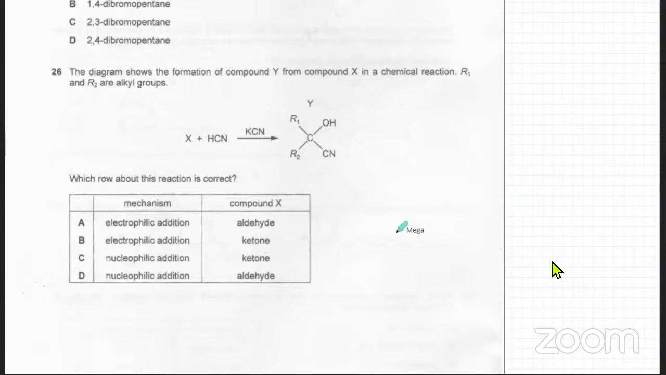So now let's try and focus on question 26, which is that they have. So now they're saying that the diagram shows the formation of compound Y from compound X in a chemical reaction. R1 and R2 are alkyl chains. So these two over here are your carbon chains, and which row about this reaction is correct.